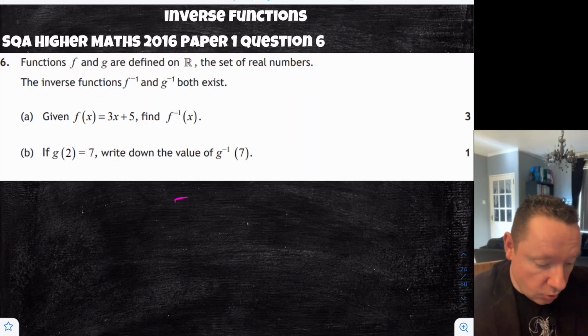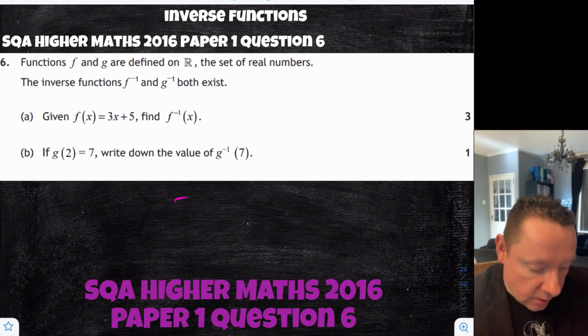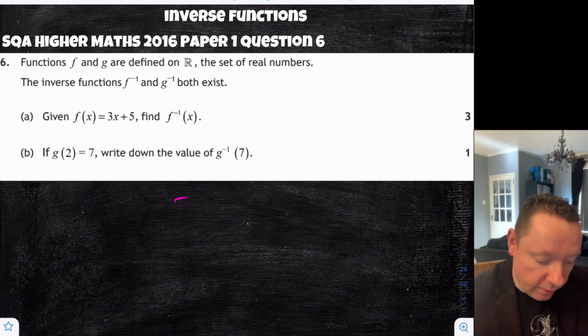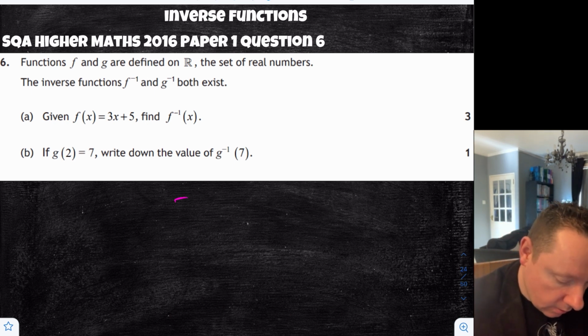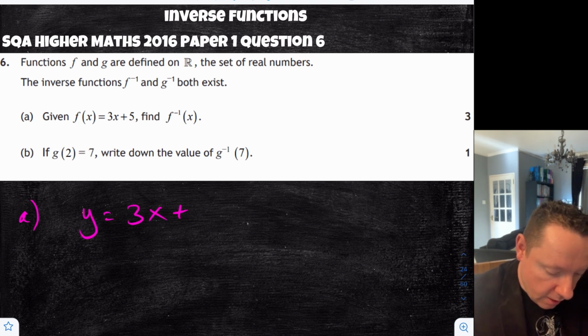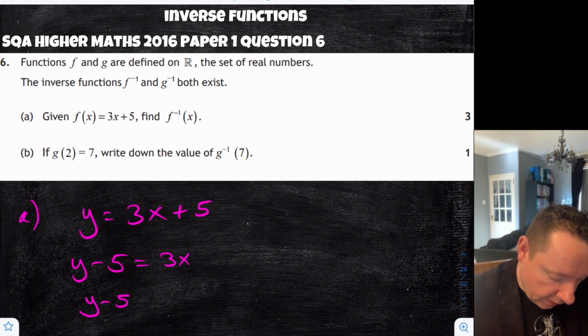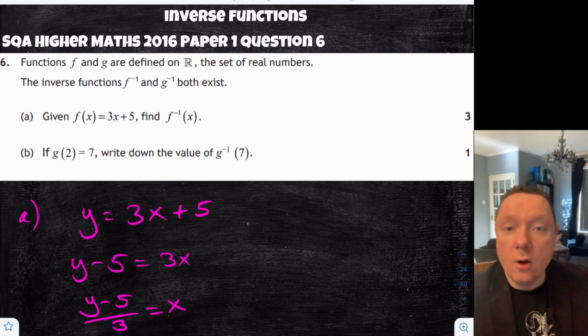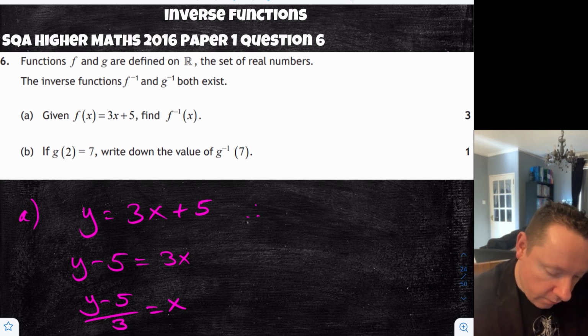Inverse functions, SQA Higher Maths 2016, paper 1, question 6. f and g are defined on the real set of numbers, and the inverse functions both exist. Part A, if f of x is 3x plus 5, find the inverse function of x. So for part A, I can just write y equals 3x plus 5 and make x the subject. So that means that y minus 5 equals 3x. And therefore y minus 5 over 3 equals x. Don't now be tempted to write y equals x minus 5 over 3 or you'll lose a mark. Just go straight into therefore the inverse function of x equals, y becomes x, so x minus 5 over 3.